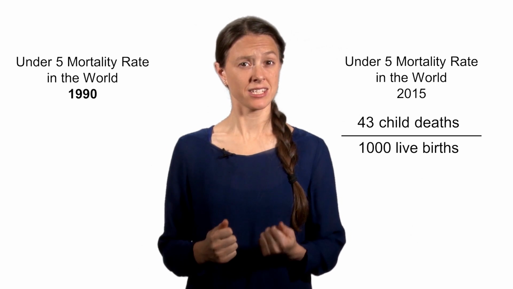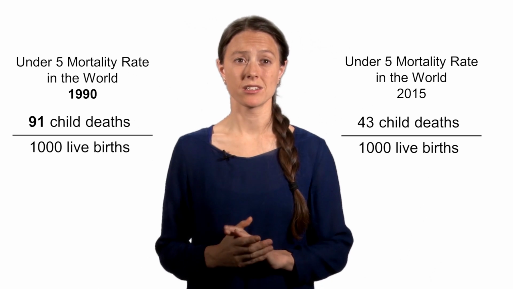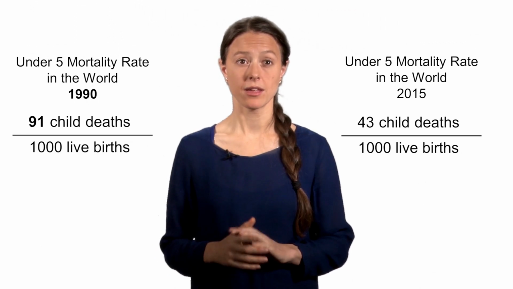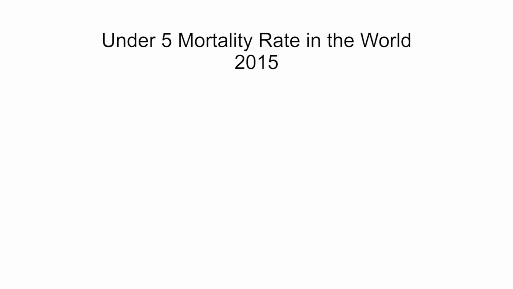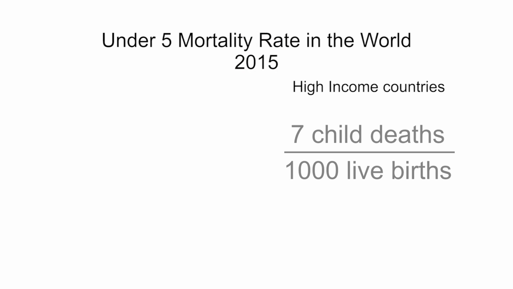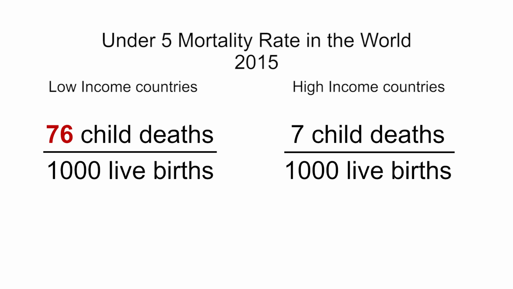That's a lot, but in the 1990s, the global average was actually more than double, with 91 children dying before their 5th birthday, per 1,000 live births. The differences worldwide are huge. In high-income countries, the under 5 mortality rate is 7 per 1,000 live births, while in low-income countries, it's 76, 10 times as high. So, how do you measure child mortality?